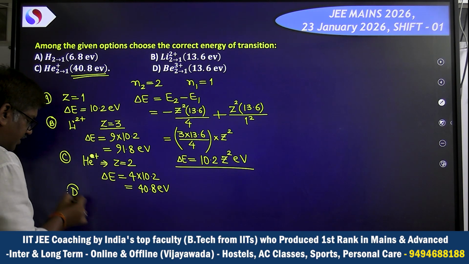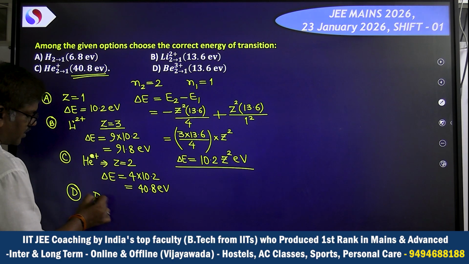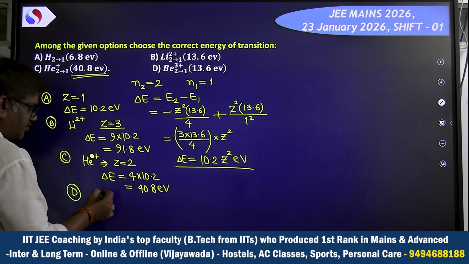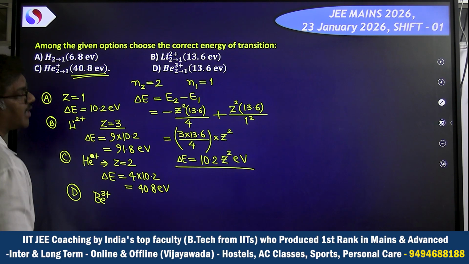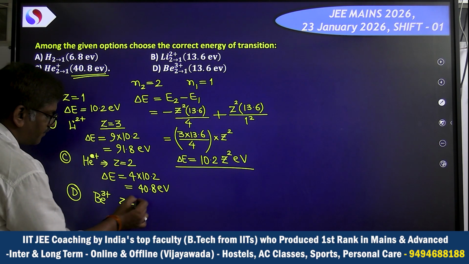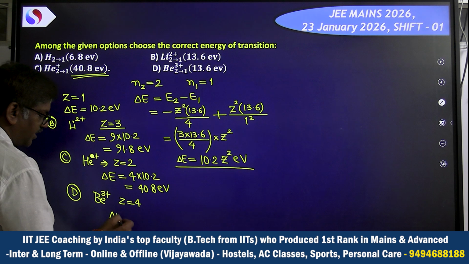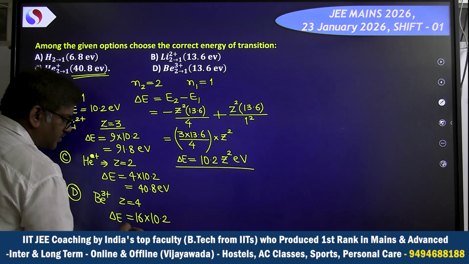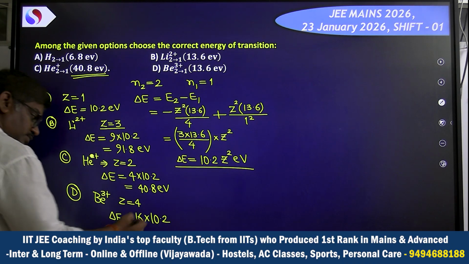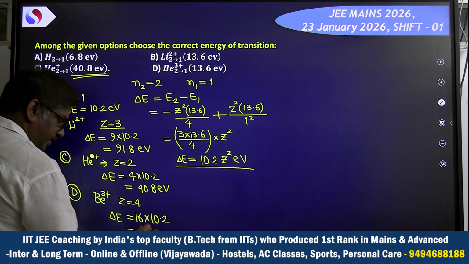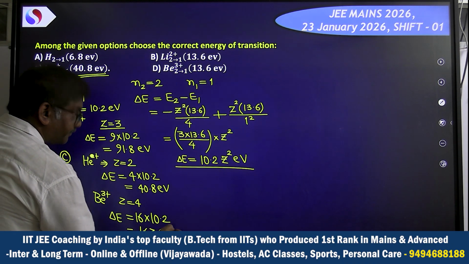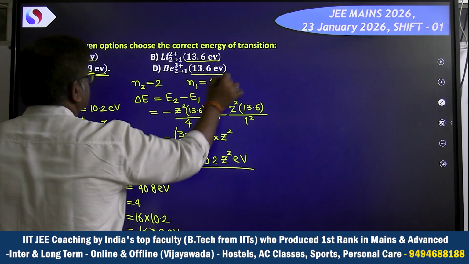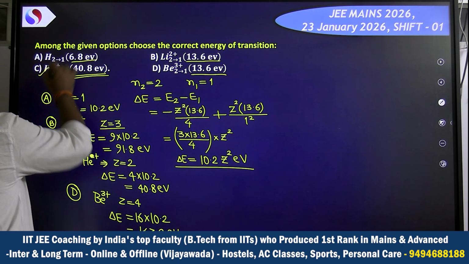And let's check the D also, so that we will be sure. Though sometimes during the exam you don't need to, I am just checking here. So it is 3 plus. 3 plus means 3 electrons are out. So Z value will be 4, and Z value 4 means delta E is 16 times 10.2. 16 times 10.2 gives you 163.2 EV. So as you can see, this is not matching, this is not matching, this is not matching. The correct answer is C.